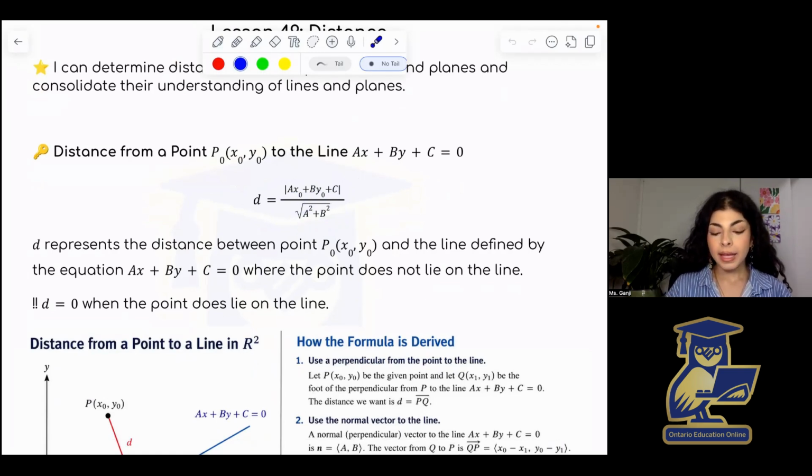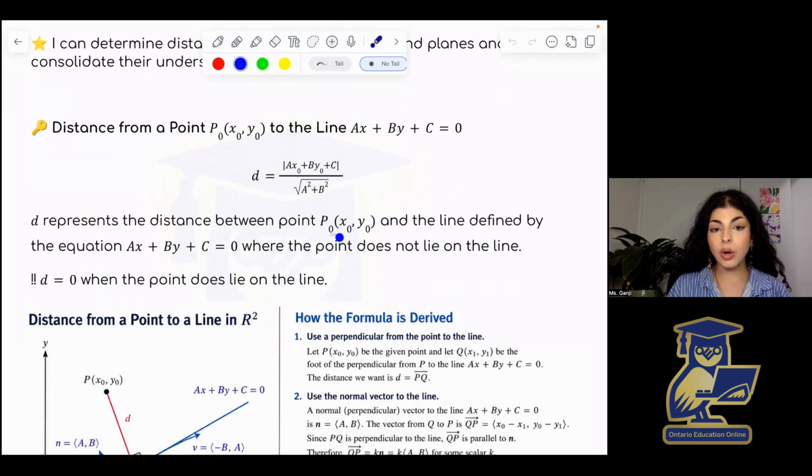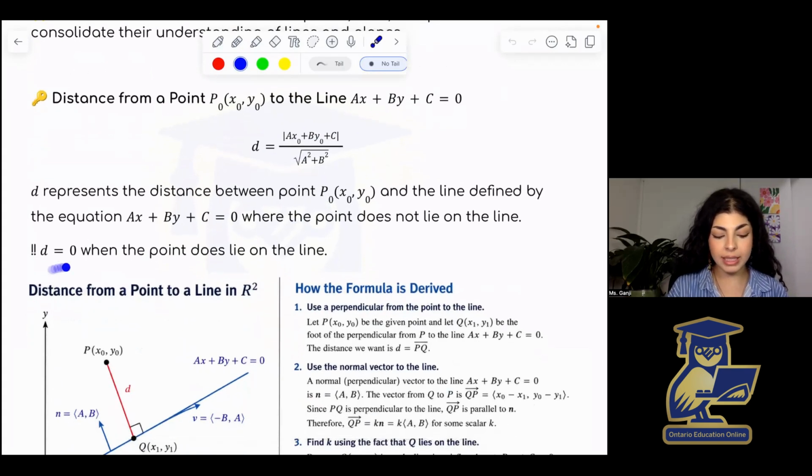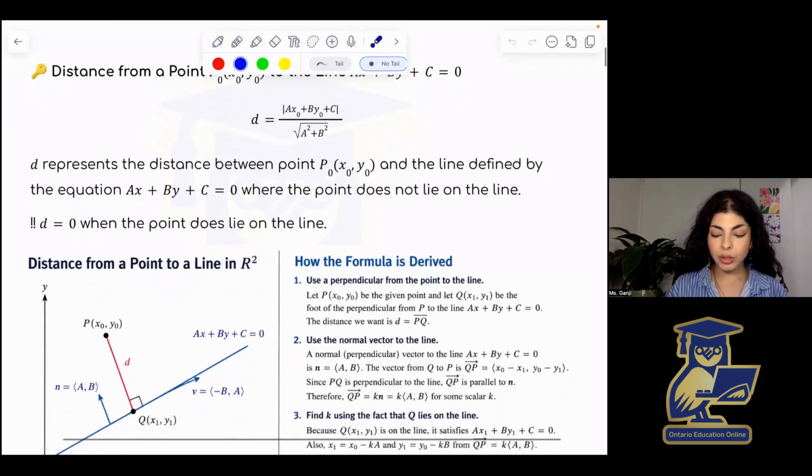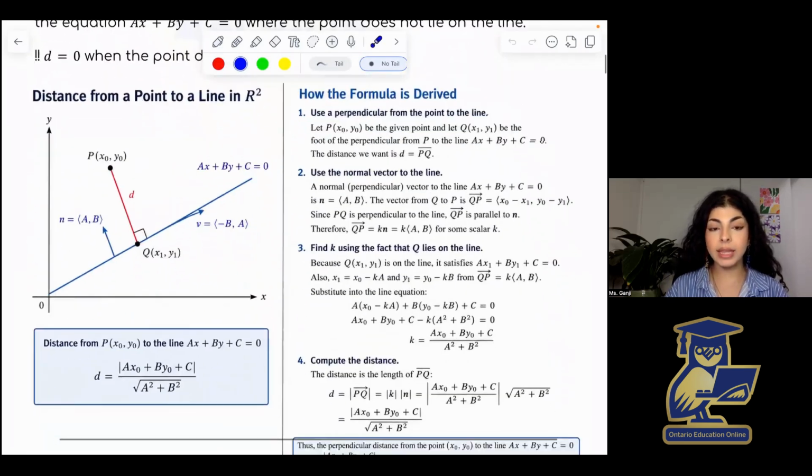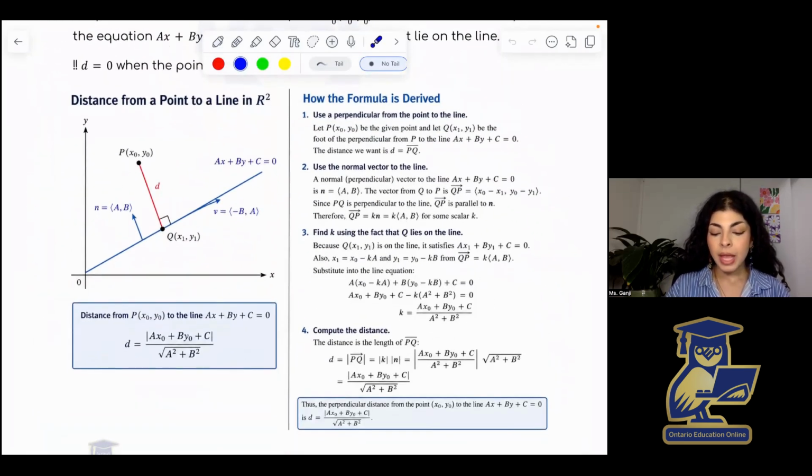Now, one thing here, point P0 is not on the line, because if it was on the line, the distance would just be 0. And so actually you will find that d will be equal to 0 when the point does lie on the line. But if it's not on the line, then you can use this equation to determine the distance between the point and the line. Now, I am going to show you just for this one how we find this formula.